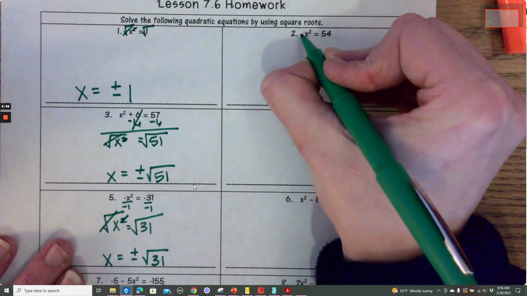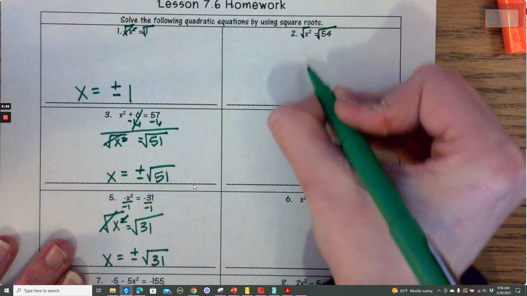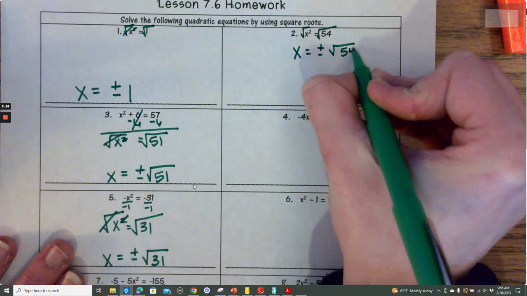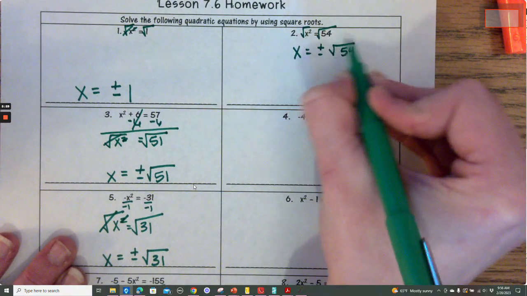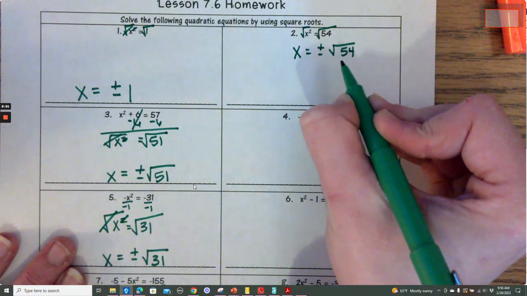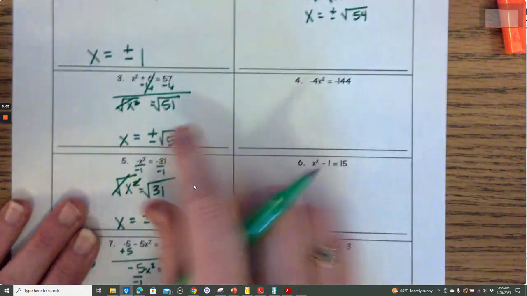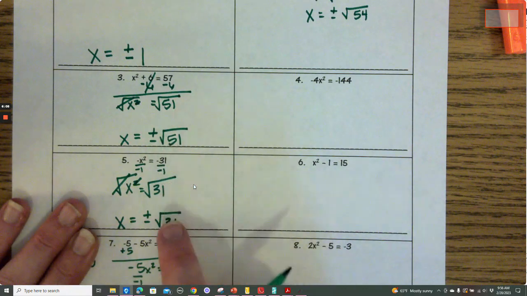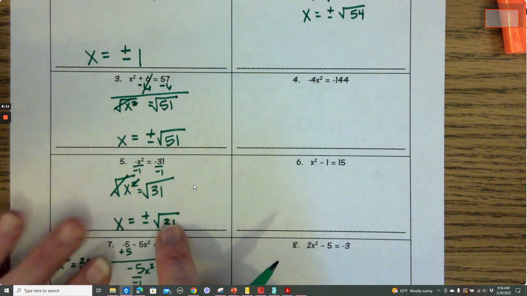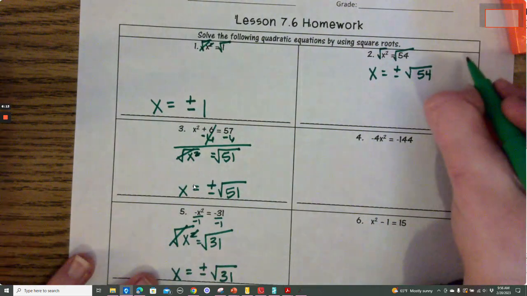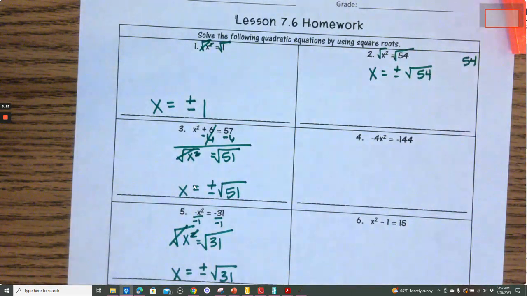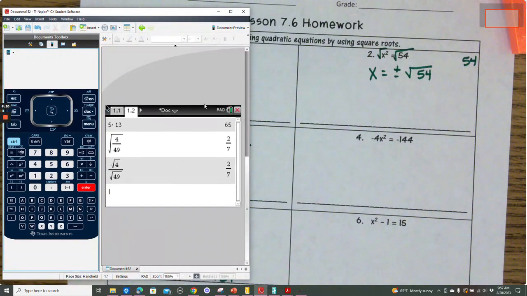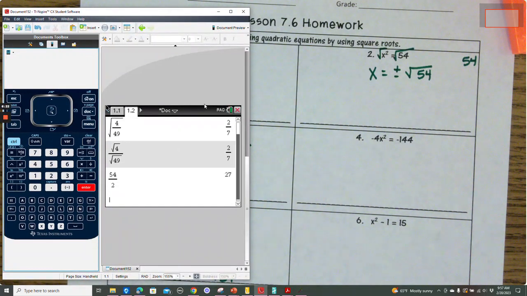So this one, if I square root both sides here, I've got x equals the positive negative square root of 54. This is not in simplest form. So this is a gross one. So like these are in simplest form. 51, that's a prime number. That's as simple as it gets. 31, that's a prime number. That's as simple as it gets. But 54 is not. So I can break 54 down. Again, majority of the time, these are multiple choice. Okay? And that will help.